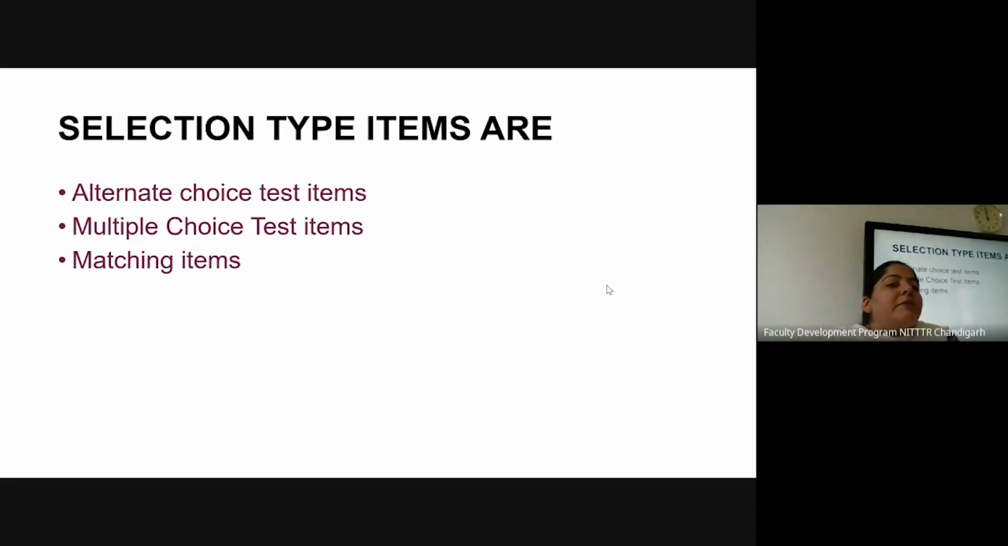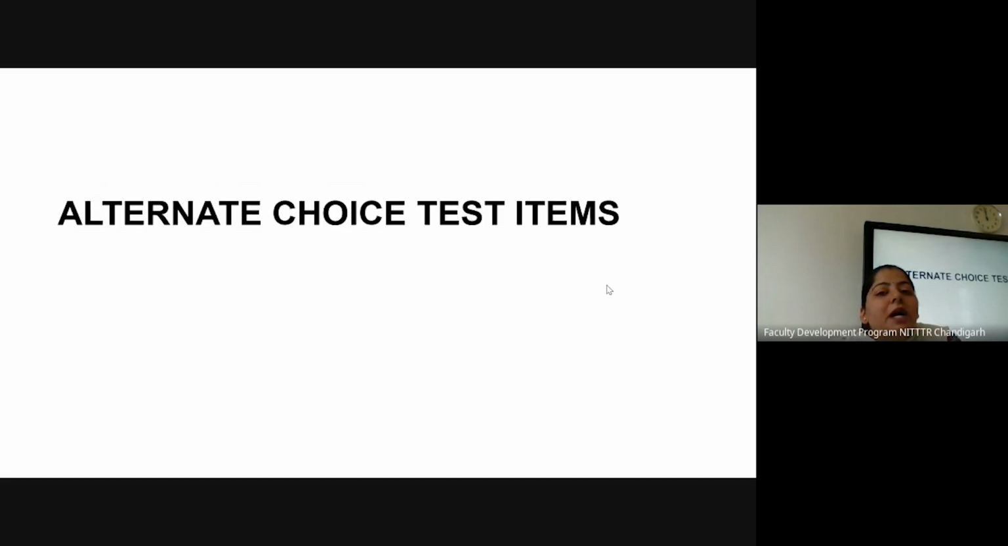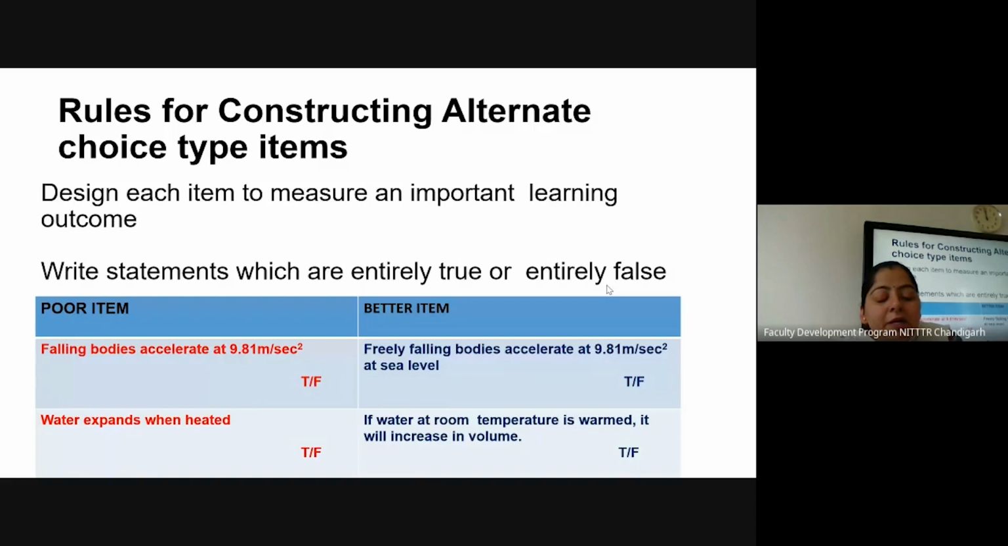Selection type of item contains 3 different classifications, that is alternate choice item, multiple choice item and matching type of exercises. So when it comes to the alternate choice test item, we are going to discuss a few of the rules related to these. Yesterday when I discussed the topic on writing learning outcomes, there was one slide specifically mentioning how to write those learning outcomes in a practical sense.